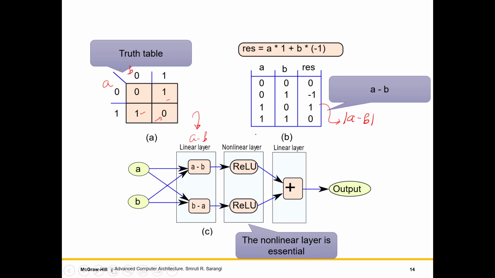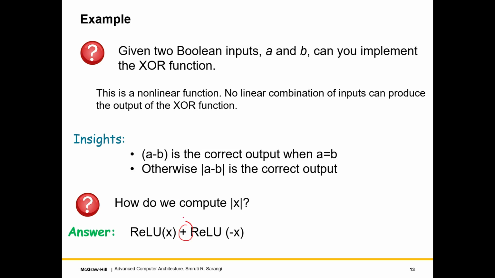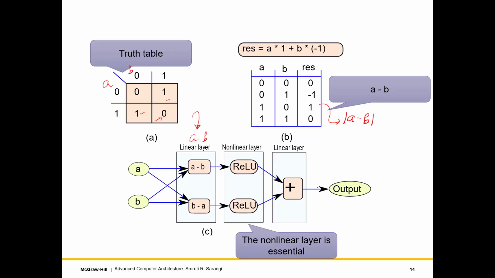And finally, we perform this addition over here, and after performing this addition, we get the final output. So we have a linear layer, a nonlinear layer, and a linear layer. We shall see that this is a standard feature of all networks: linear, nonlinear, linear. And the nonlinear layer is quite essential because otherwise we would not have been able to do it. This is our simple three-layer network, which computes the function A XOR B.